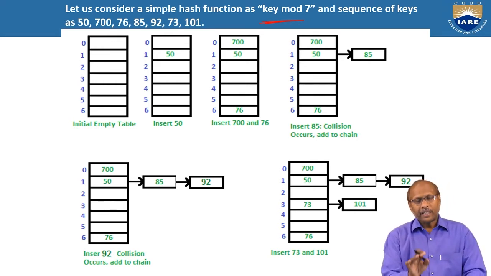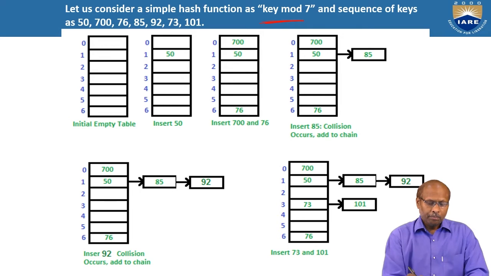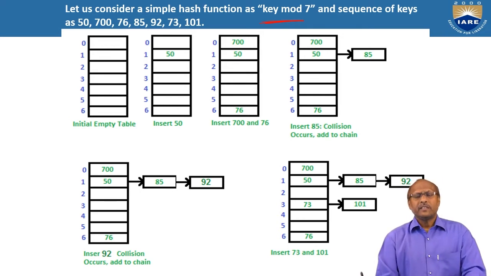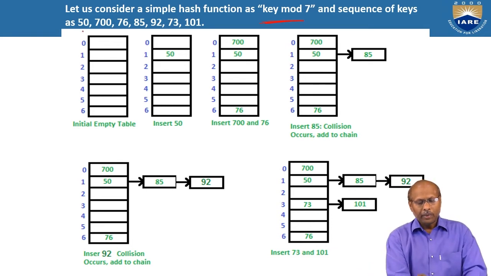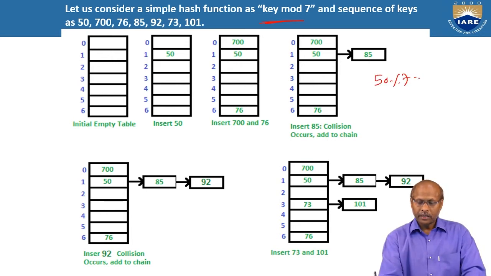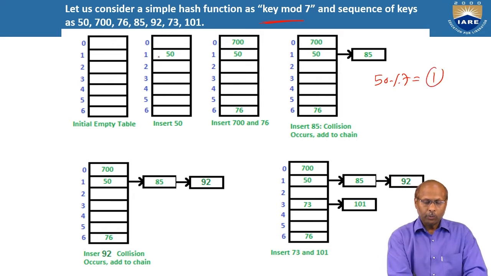Now let us observe here. My capacity of the hash table is 0 to 6, which means I can store a maximum of 7 keys or values. So for 50, I will apply key mod 7. The key is 50, and 50 modulus 7 is, sorry, 1. So it will go to the 1st position. So 50 will be stored in the 1st place.